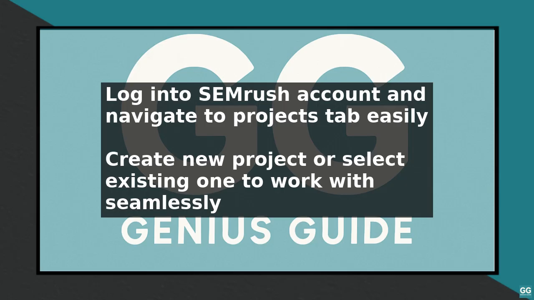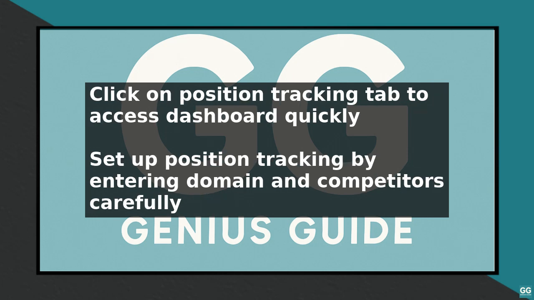To set up position tracking, click on the Set Up Position Tracking button and enter the domain you want to track. You can also add competitors to track their keyword rankings as well. Next, enter the keywords you want to track. You can add individual keywords or upload a list of keywords from a CSV file. After setting up your position tracking campaign, Semrush will start tracking your keyword rankings.